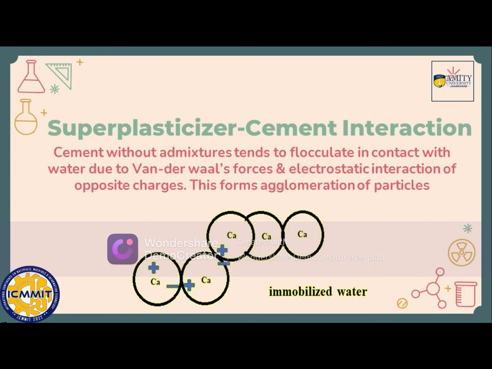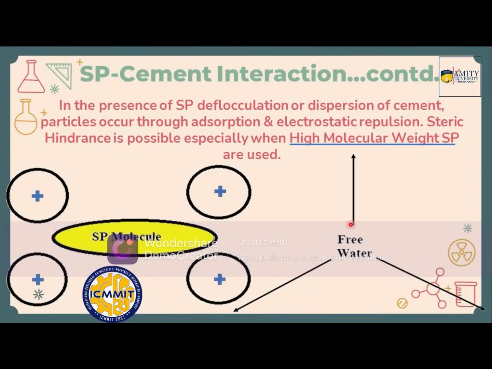This forms agglomeration of particles, and in the presence of superplasticizer, deflocculation or dispersion of cement particles occurs through adsorption. It is repulsion through adsorption of the superplasticizer molecules on the surface of the cement particles, and repulsion takes place, because now we are getting all the same charges on the cement particles, because this is negative charge.